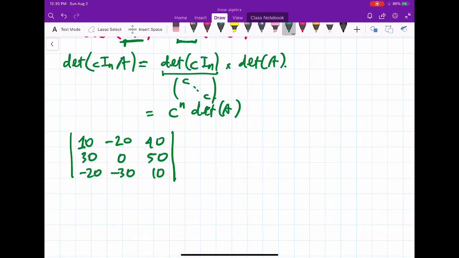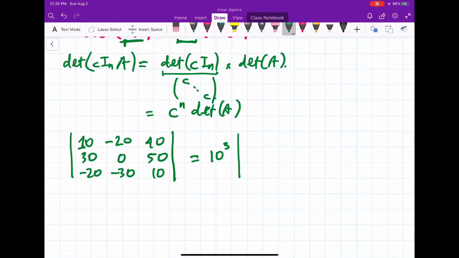Of 10. So you can take 10 out. Okay, you can take 10 out. But when you take 10 out, you have to write 10 to the power 3, right? Because the matrix is 3 by 3.